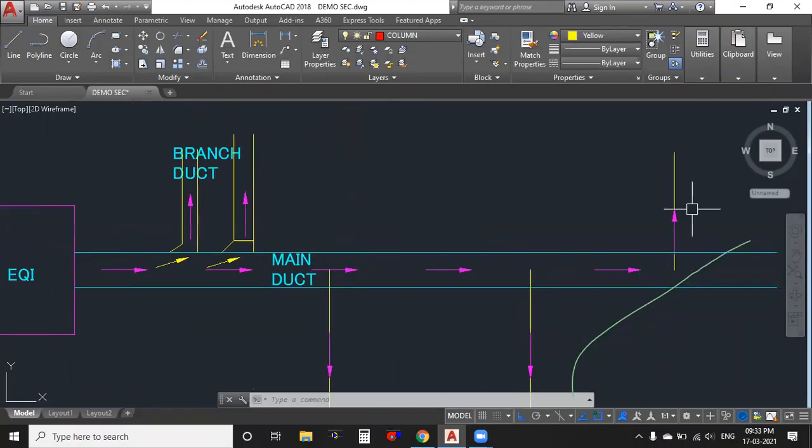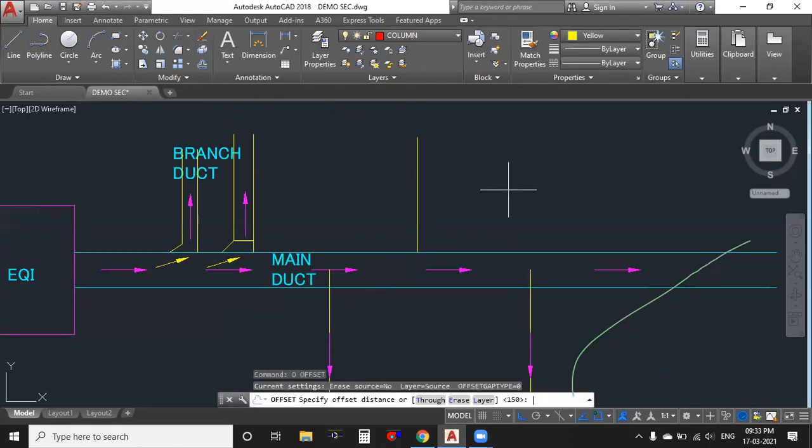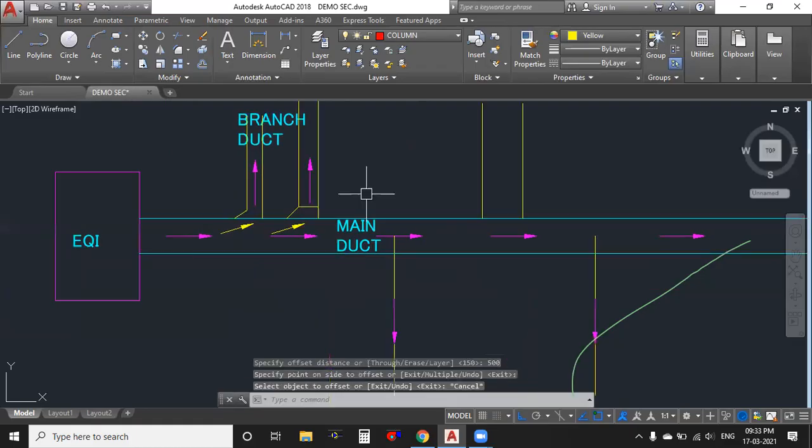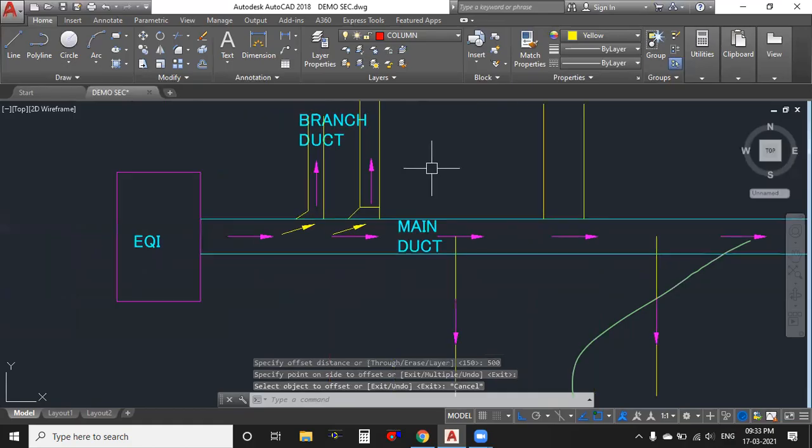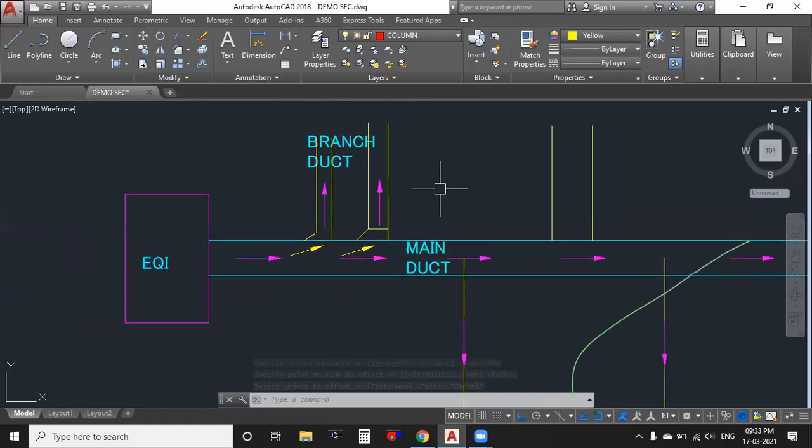So here also I am using L enter, line. Actually, for shoe neck sizes we have 100 mm and 150 mm. So 100 mm, 150 mm shoe neck size. If your duct is below 600 width, you have to select a 100 mm shoe neck. If your duct has more than 600 mm width, you have to select 150 mm. But here, how much have we selected?